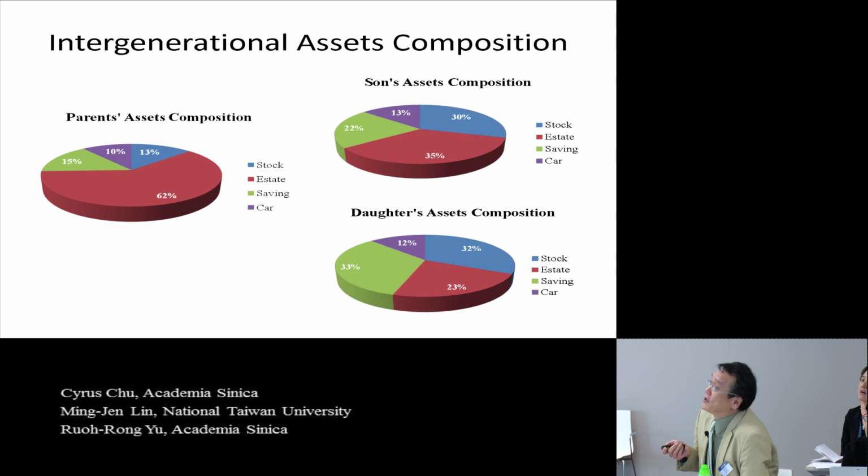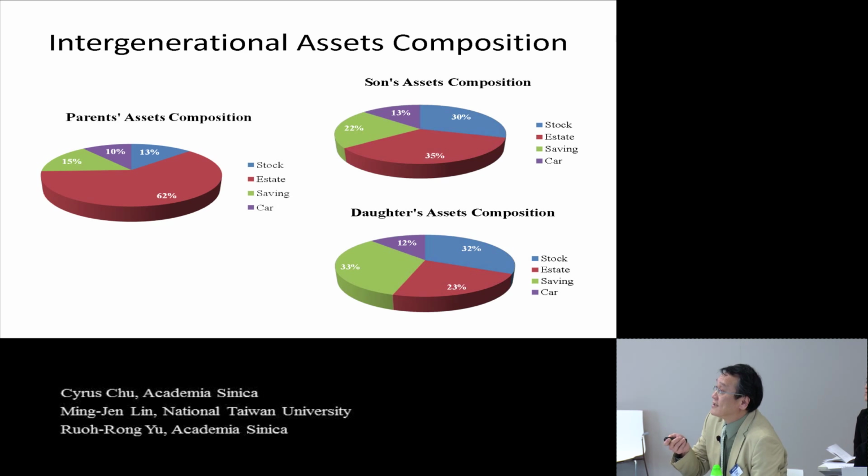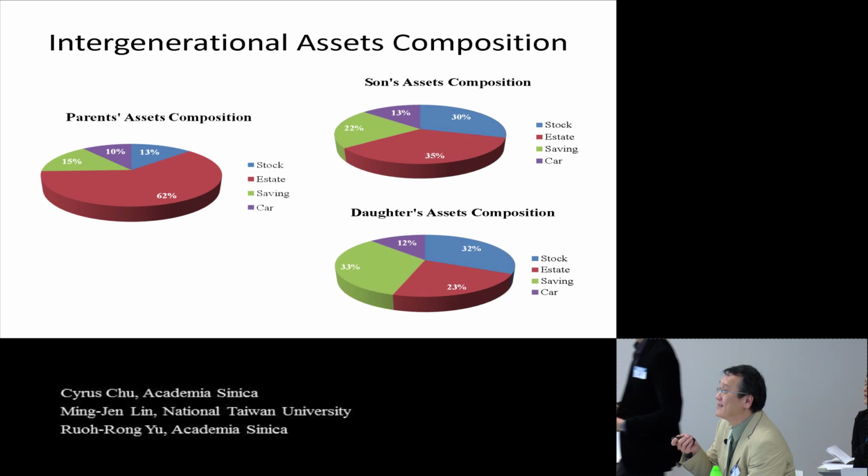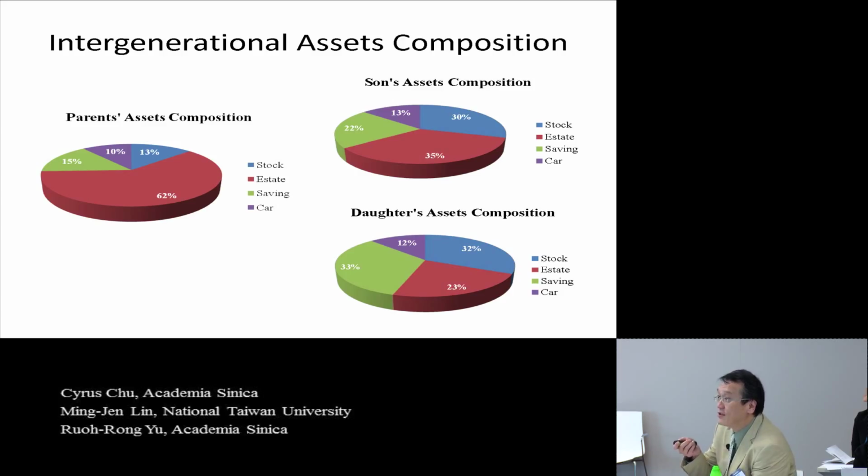This is the composition of parents' assets versus children's assets. As you can see, the parents like lands and housing. Children prefer stocks, slightly. The children's ownership of land and housing is much smaller than the parents' ownership proportion.